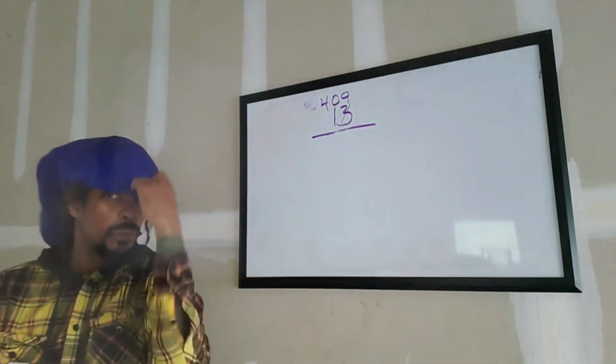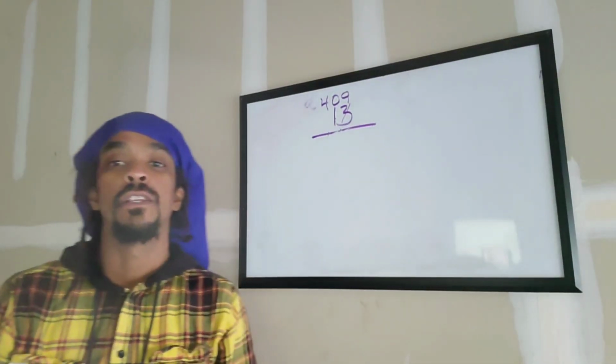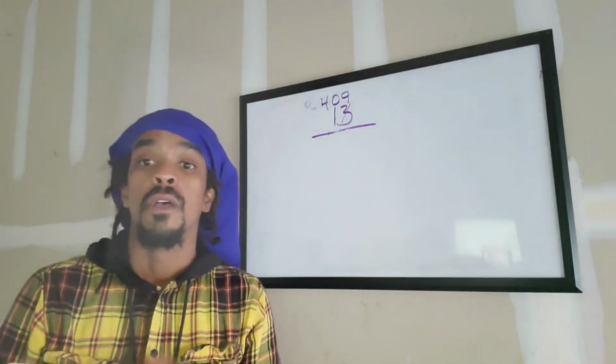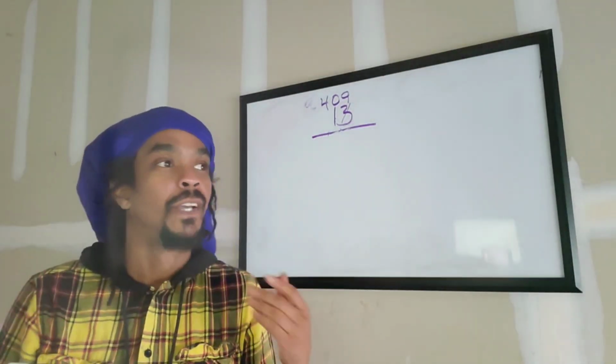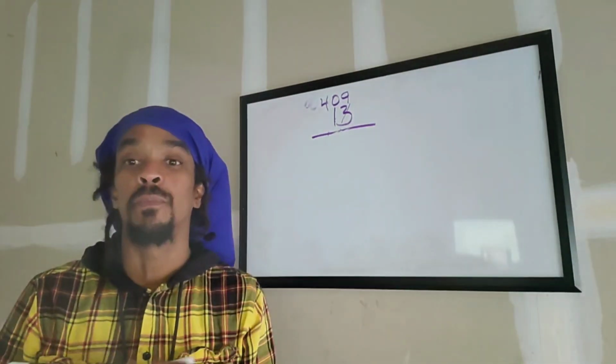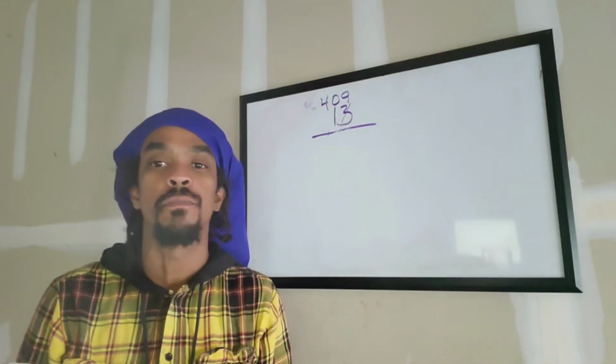Unit 4, Lesson 3 homework. Let's go ahead and get started. It's all about partial products. The biggest part about partial products is recognizing placement value and the importance of placement value.